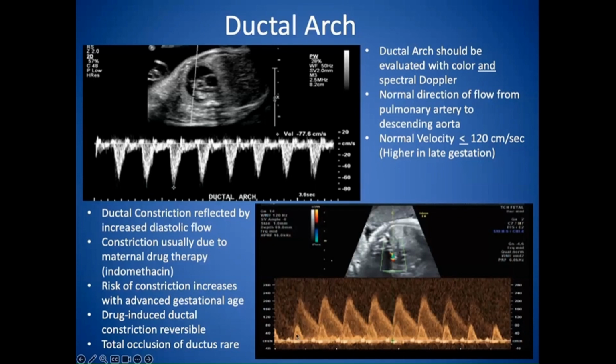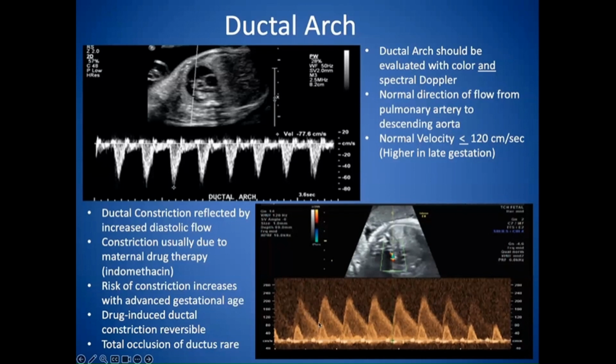Okay. As I mentioned earlier, indomethacin has been associated with a constricted ductus later in pregnancy. Steroids have been associated with it later in pregnancy, usually. Overall, the risk of a constricted ductus will increase a little bit with advanced gestational age. So in very rare instances, you may see it without truly identifying a drug-related reason for it. But drug-induced ductal constriction, again, is reversible.